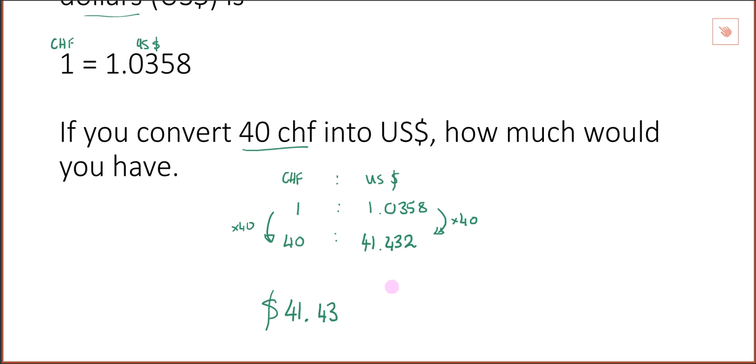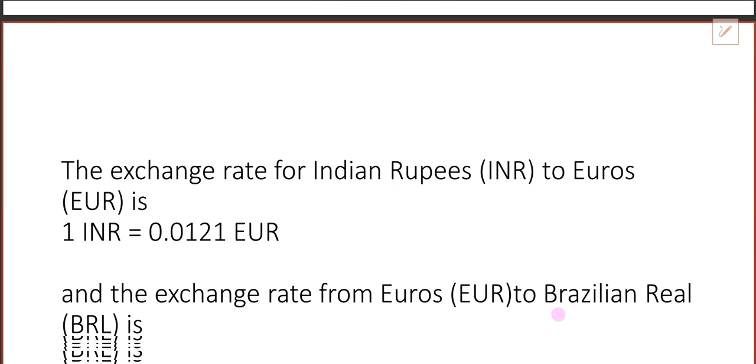Now some of you might even say, well, if it's a currency that you don't get ones in, for instance, in some currencies there aren't ones, the smallest they have is a 5, you would then not even be able to get that, so you round it differently. But we're happy with 41.432 or 41.43 if you've rounded it to 2 decimal places.